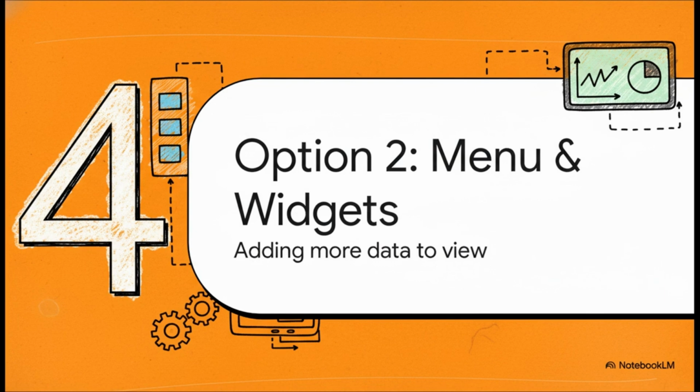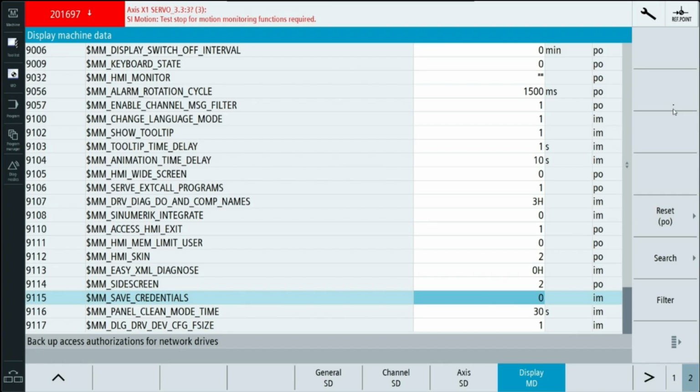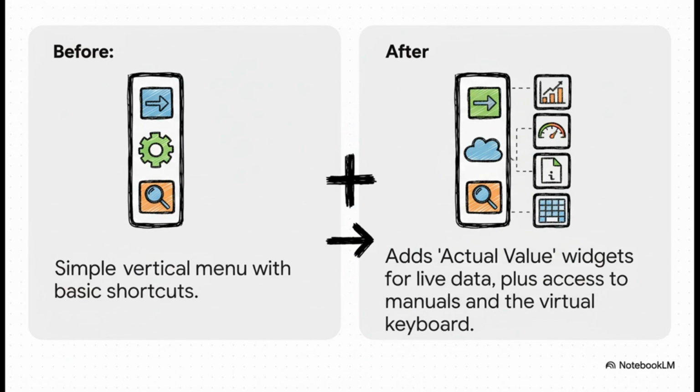All right, that was nice and simple, but what if you want more than just shortcuts? Well, that brings us to option 2. This takes that vertical menu we just saw and kinda supercharges it with live data. For this one, you know the drill. We go right back to our key parameter, MD9114, but this time we're going to set the value to 2. Now this is where the Sidescreen really starts to feel like a proper information hub. So what's the big upgrade here?